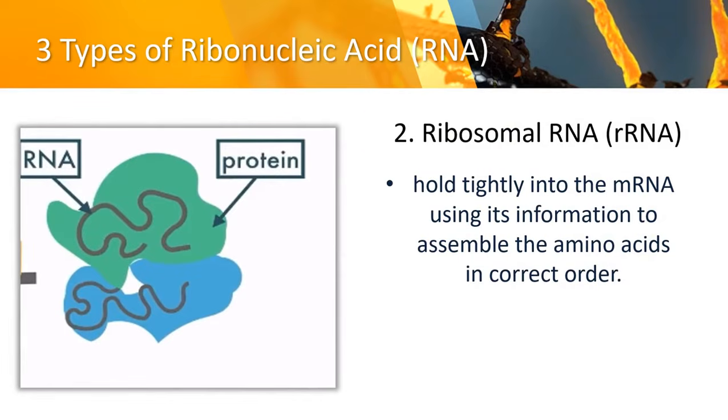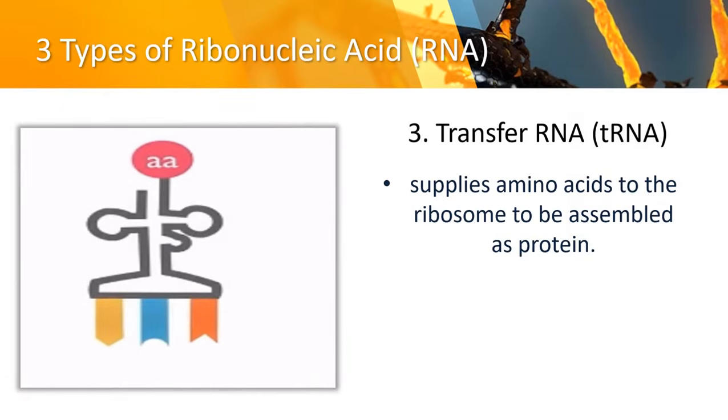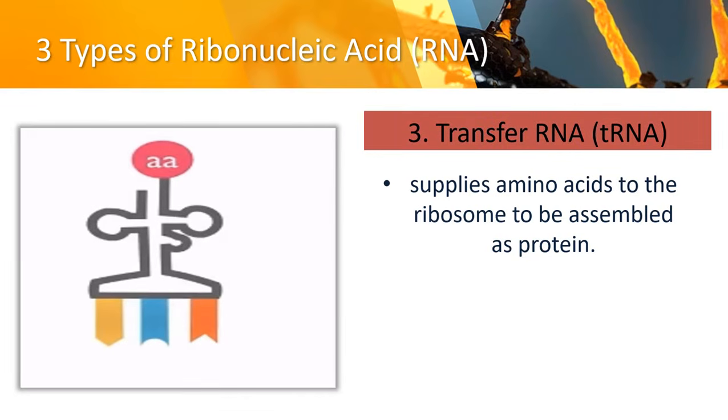Number 2. Ribosomal RNA or rRNA. It holds tightly onto the mRNA, using its information to assemble the amino acids in the correct order. Dito ina-assemble ang tamang amino acids para makabuo ng protein. The third type of RNA is the transfer RNA or tRNA. It supplies amino acids to the ribosome to be assembled as protein.